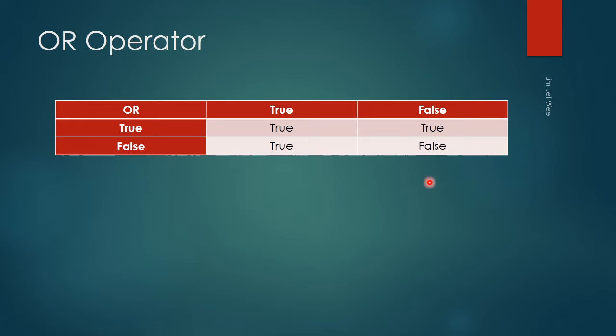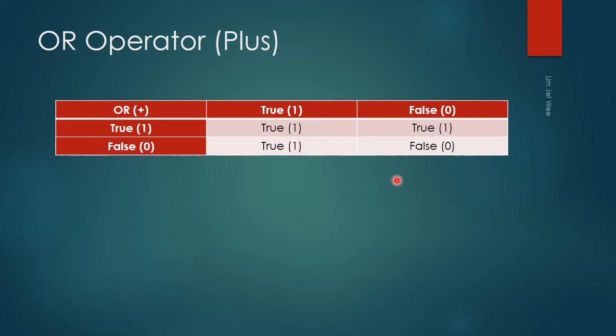Okay, let's move on to the OR operator. Well, the OR operator, the only time you will have a false is when you have a false or false. So you get a false. The rest, you will get a true. So true or true is true. True or false is also true. So I only need to remember this little cell over here, which is false.